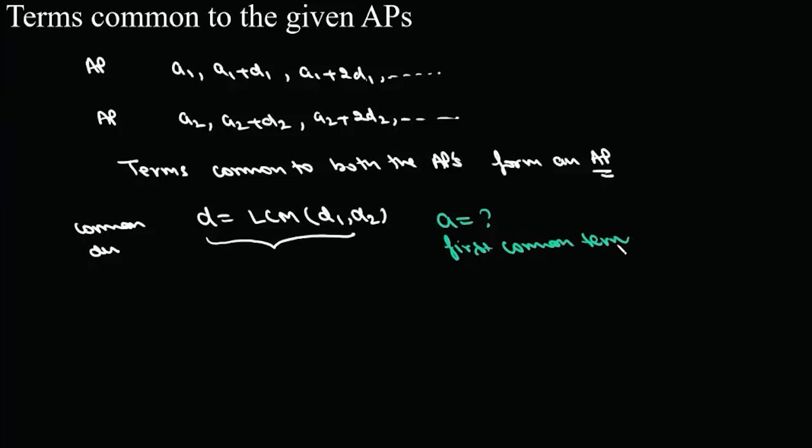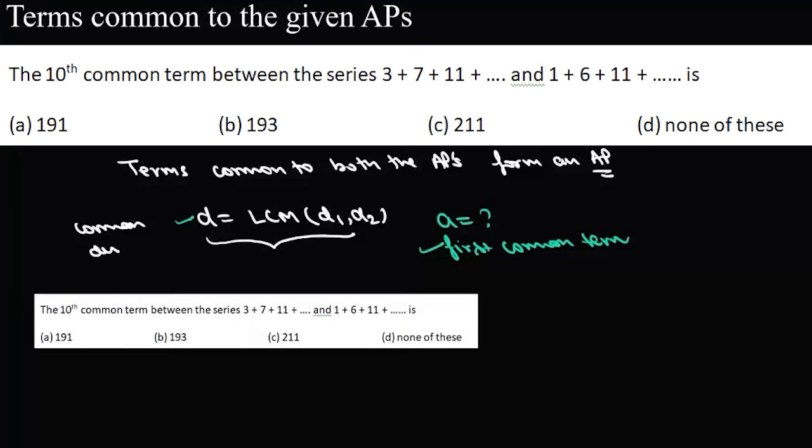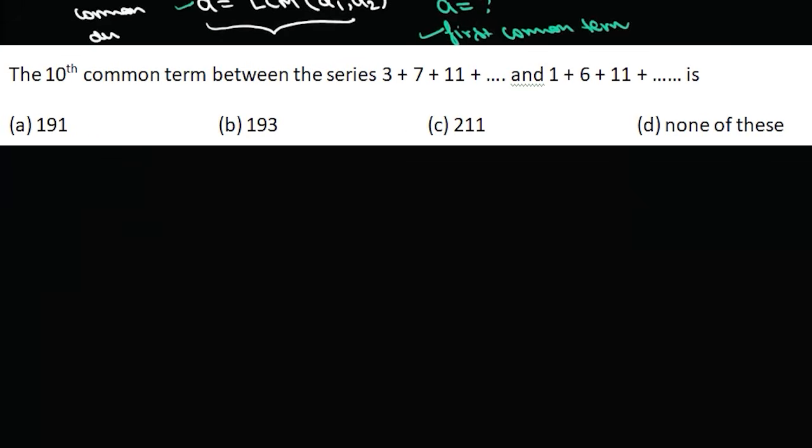And once we have the first common term and the common difference, then we can solve whatever is desired in the given question. So let us take one example. Now here the question is the 10th common term between the two series. So we are given two series. The first series is 3 plus 7 plus 11.